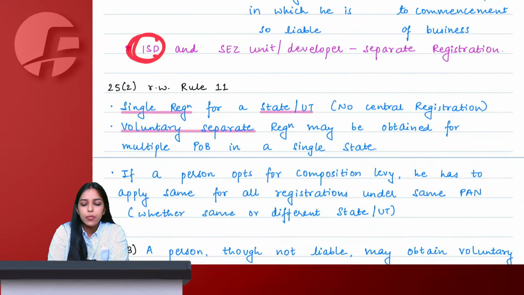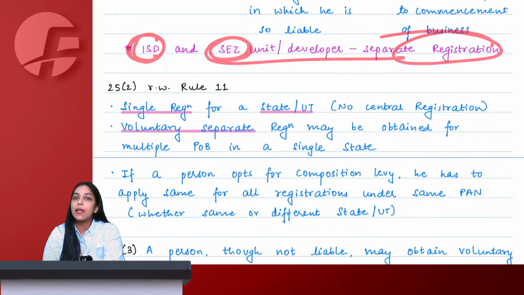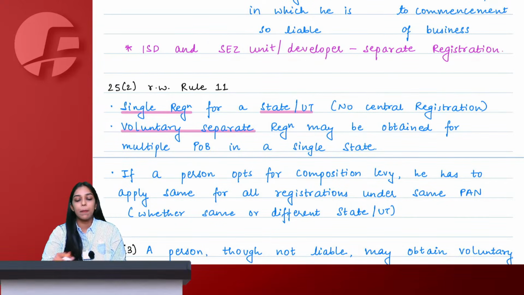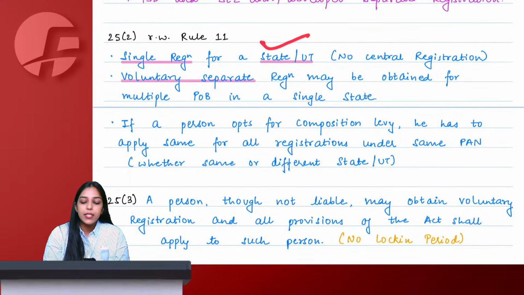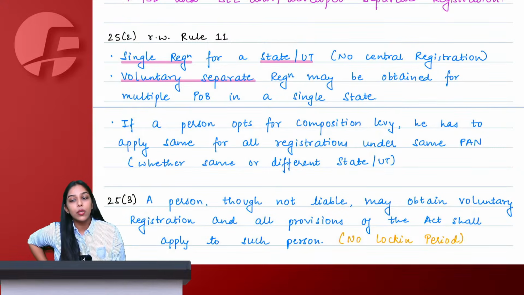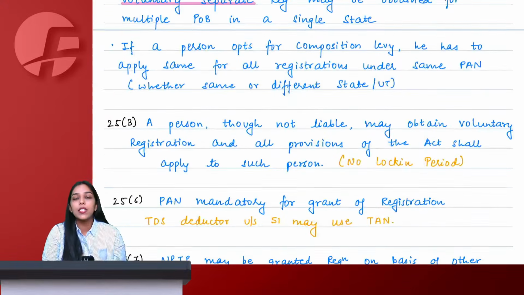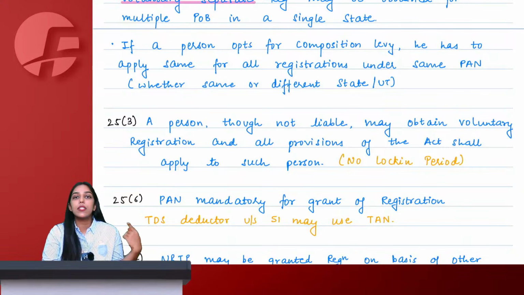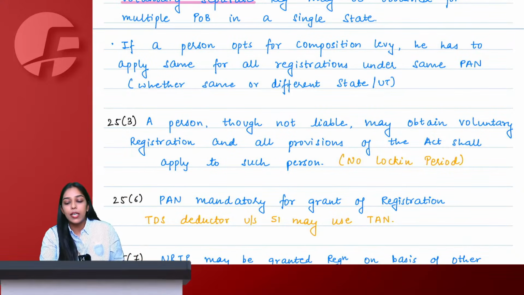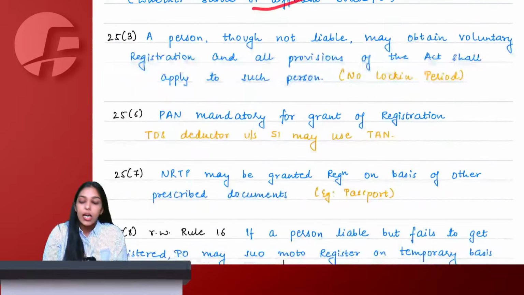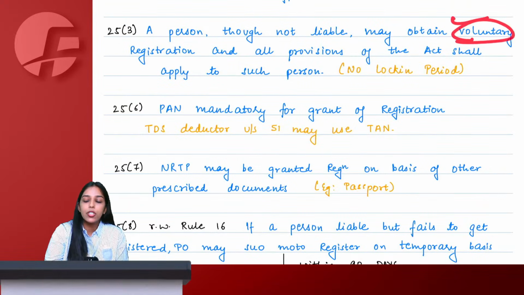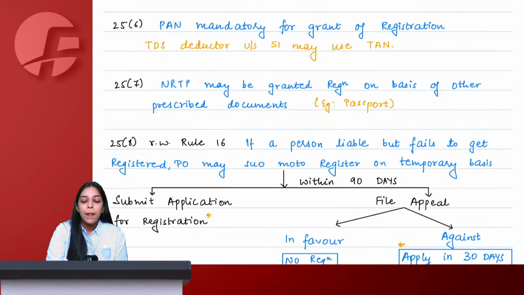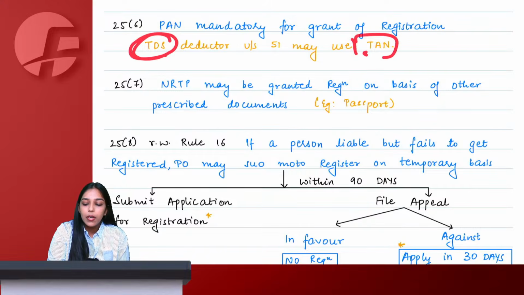For an input service distributor and an SEZ unit, you always have to take a separate registration even if you are in the same state. Okay, this is all time pass. One registration per state is compulsory. Voluntarily, if you want to take more than one, you can take. If you are a composition person in one state, you have to be a composition person in all the states. If you are a regular person in one state, you have to be a regular person in all the states. If you are not liable but you still want to take voluntary registration, you can. Nobody will stop you. PAN is always mandatory to take registration, but for TDS deductors, a PAN number would also do.